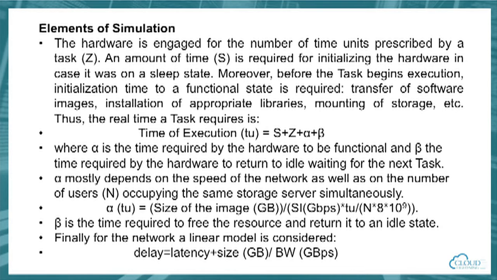Also, the time required for this system to acquire images and data, denoted by alpha here, and the time that the system requires in order to be again in the idle state. The beta parameter is actually the time required to free these resources. Thus, the total time needed by an application is not just the execution time, but it has some additive latency induced by the internal applications in the CloudLightning environment. For the network, we can use a linear model, since we are talking about a high-performance cloud. And the linear model fits because the delay is dominated by the size of the data that are transferred between the different resources during the execution of an application.